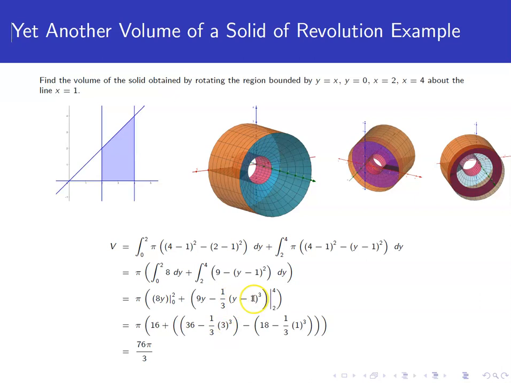That makes that a 3, right? Because we have 4 minus 1 there. Plug in 2 for y, we get an 18, and that makes that 1 there. Do all of our simplifying of our arithmetic, and we should get a final answer of 76π/3.